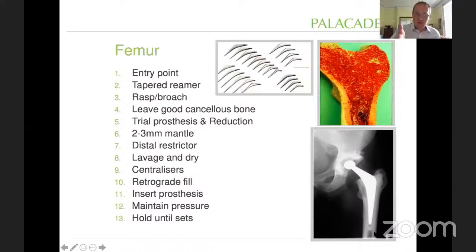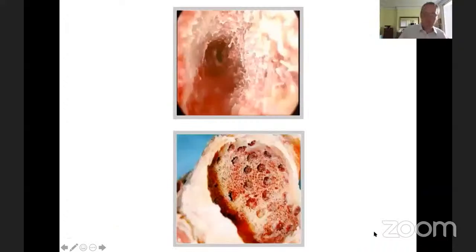Then the cementing is what I describe to my trainees as icing on the cake. Imagine your cement gun, icing, the cement goes down, and then your spout is above this layer of cement that you insert. Put the stem down, maintain the pressure until it sets. Whilst it's setting, I do lots of washing so that there's more means of reducing your risk of prosthetic joint infection.